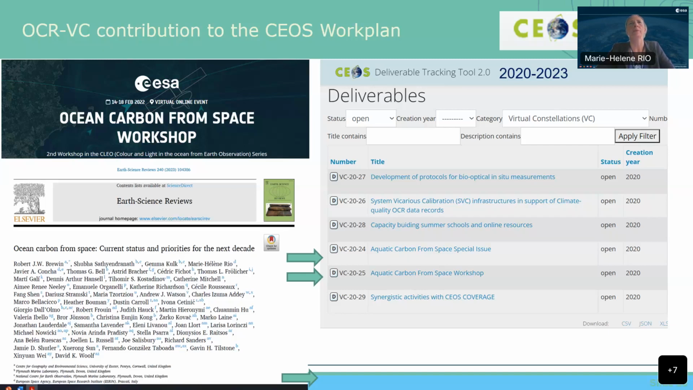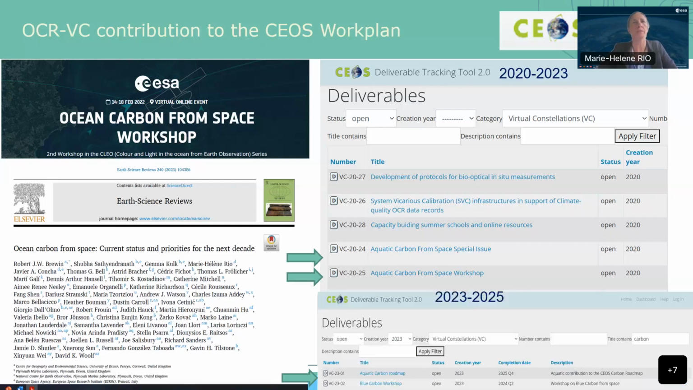ESA is one member of this committee, and together with other space agencies in the world, we are trying to cooperate to make the best out of satellite data for Earth observation, and we have dedicated topics on ocean and aquatic carbon. So the workshop and the white paper were part of the work plans for 2023, and for the next work plan, in the next 3 years, we have included other deliverables. We plan to develop an aquatic carbon roadmap in these 3 years, and we have also planned a blue carbon workshop that will take place next year in May.